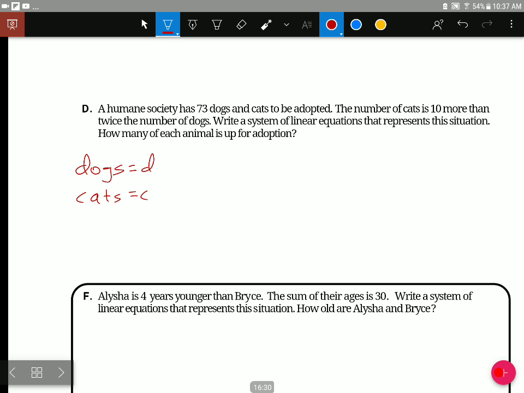The Humane Society has 73 dogs and cats to be adopted. So that's the easy one to do. Which of the three equations is that? A total, a grocery list, or a comparison? It's a total. So what would you write?